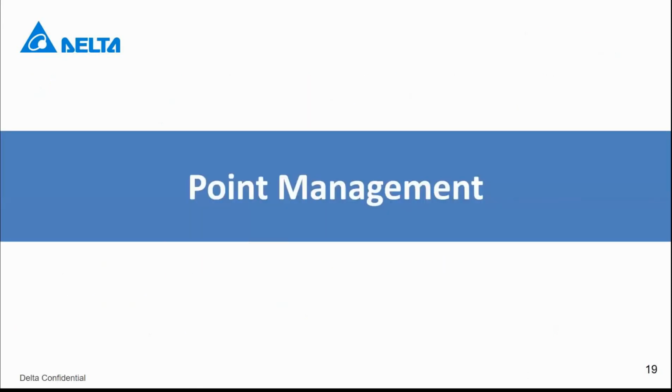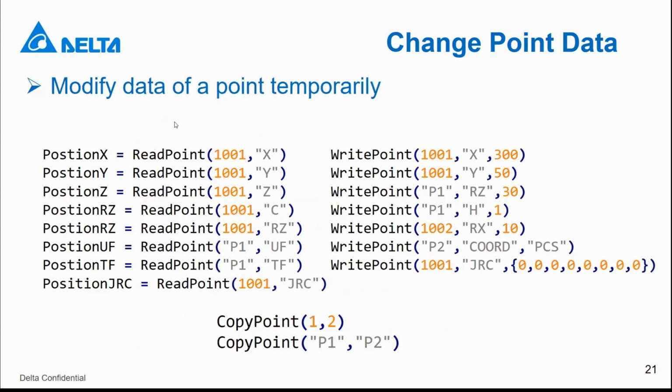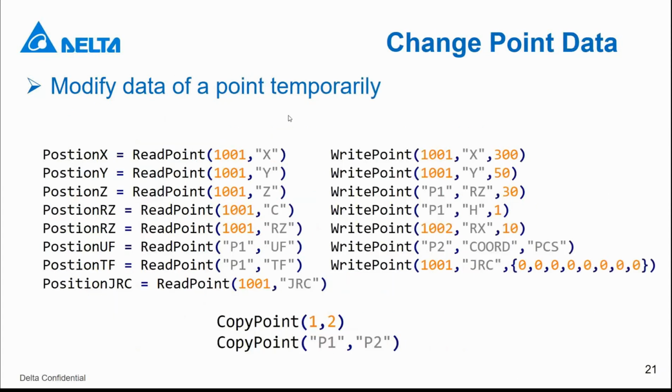Okay, and then here is the point management. So I'll go fast here. First, you can use this to manage the global point. And then you can use the read-write point function to change the informational point, but it's only temporary. For the global point, it's permanent, but for the read-write point function, just temporary. And you can also copy the points between each other.